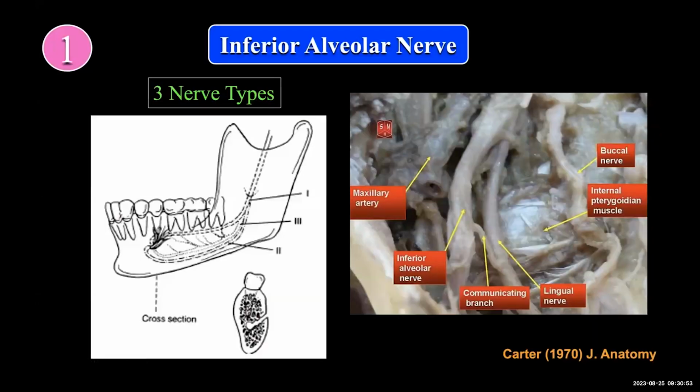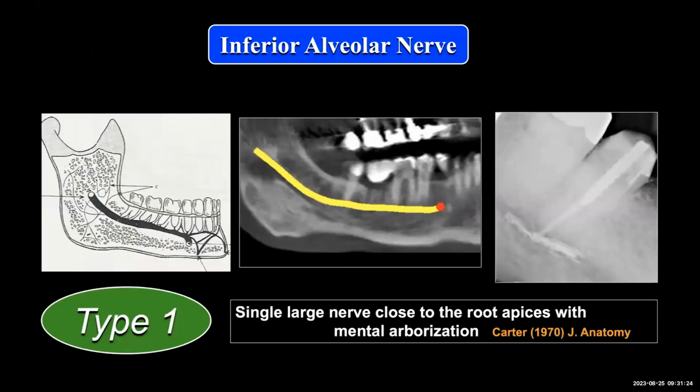Now we have CBCTs. And what a lot of people believe is the inferior alveolar nerve comes in from the lingual aspect of the mandible, and it transverses anteriorly through the mental foramen, and that's it. That's actually not true. So a lot of anatomy, if we go back to the early days of anatomy, Carter in 1970 actually documented the three nerve types. You as an implantologist have to know this because there's a type 1 nerve.